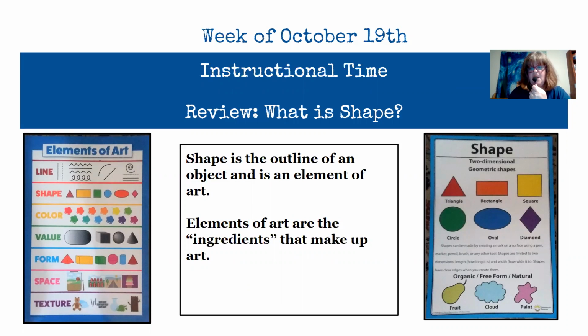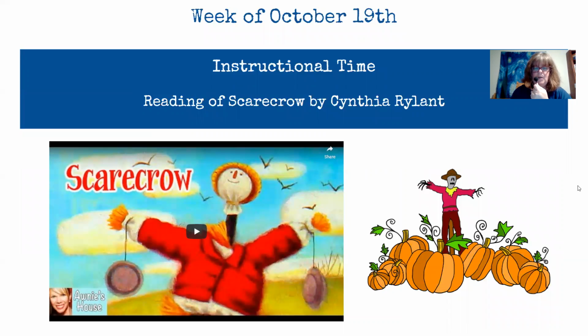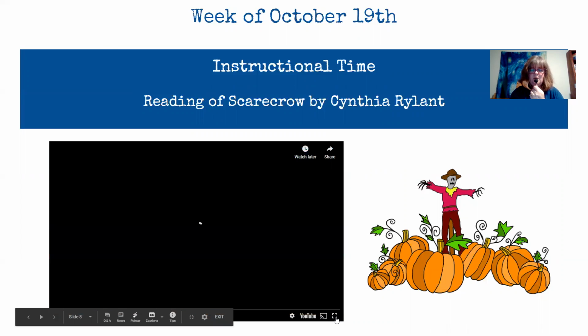And we talked about different types of shape, basic shapes like the triangle, rectangle, square, circle, oval, and diamond, also known as rhombus. And we talked about organic shapes, which are things found in nature, like it could be a fruit, it could be clouds, it could be a pumpkin. And we're going to be using some of both geometric shapes, basic shapes, and organic shapes in our drawing this week. I'm going to show you a really quick video.